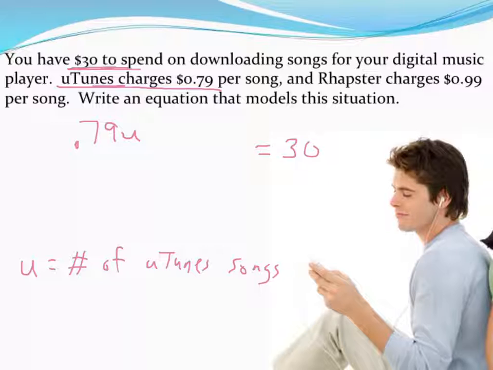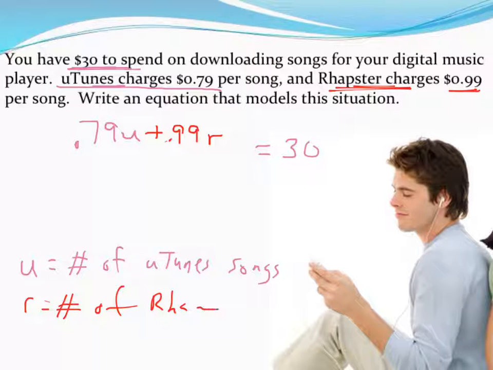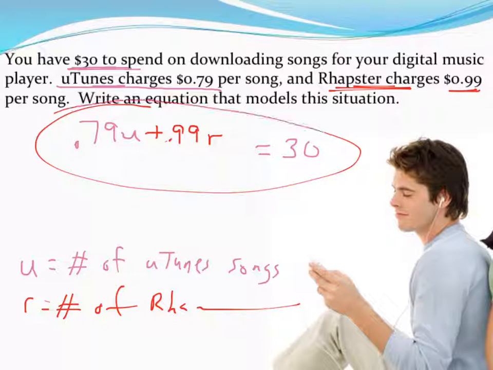In addition to those songs, you're also buying songs for 99 cents from Rapster. Get it? So plus 0.99, and then times your variable. I'll use R, and again, you might want to make a note. R is the number of Rapster songs. You guys can figure that out. And there's my linear equation. Nothing says I need to put it in slope-intercept form, so I'm just going to go with that. There's my standard form of an equation that models the situation.